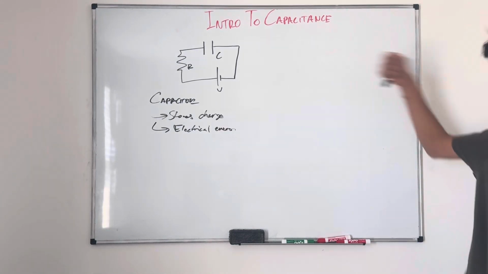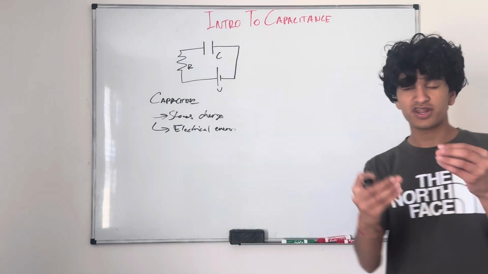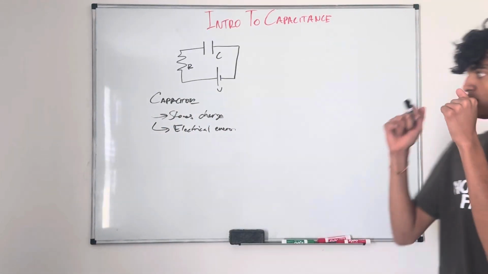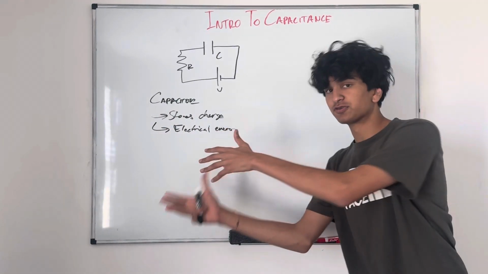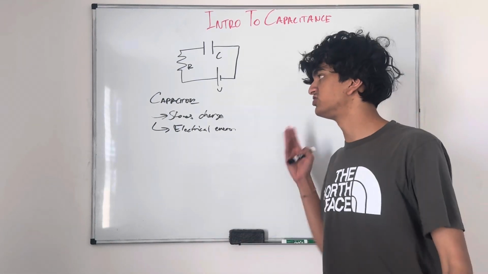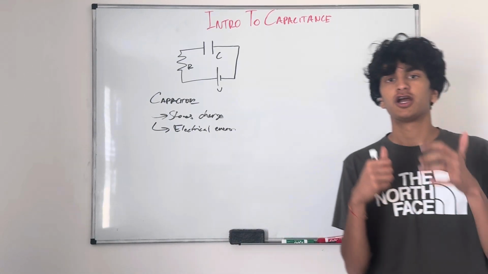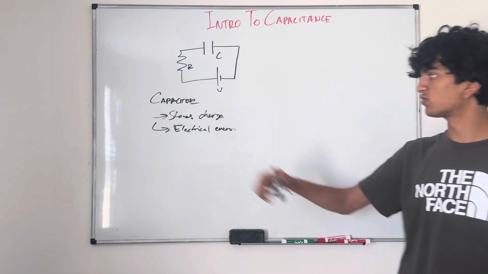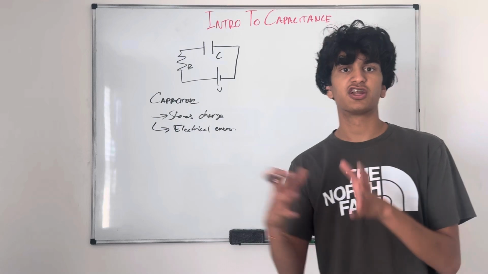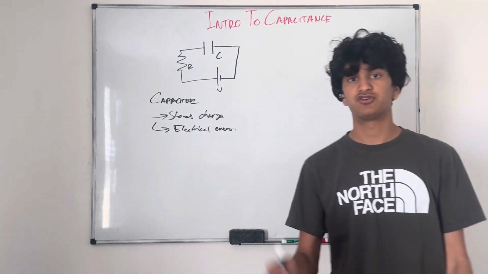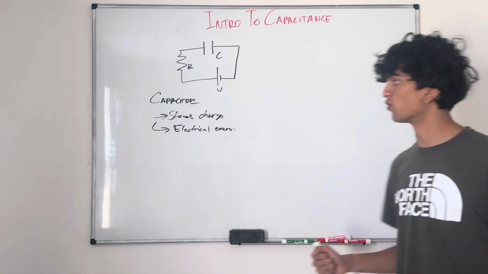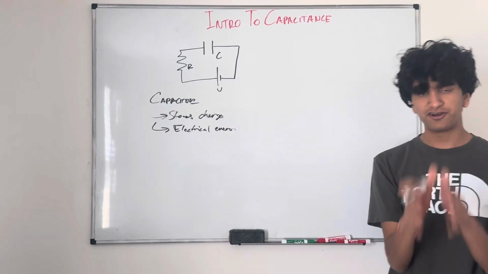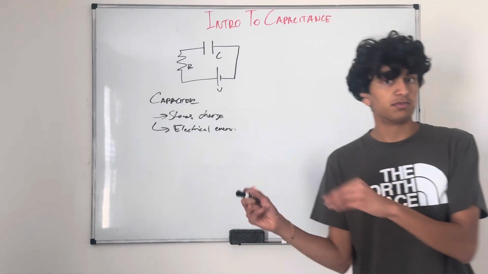But intro to capacitance, we're going to talk about what a capacitor is, what it does, and how it affects a circuit. A capacitor, by basic definition, is just a device that stores charge. And by consequence of storing charge, it also stores electrical potential energy. And that energy can be used, right?